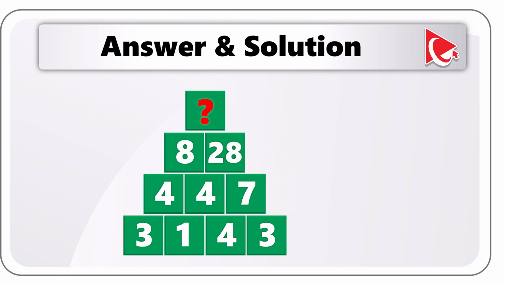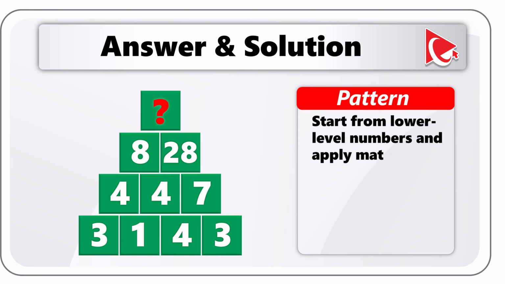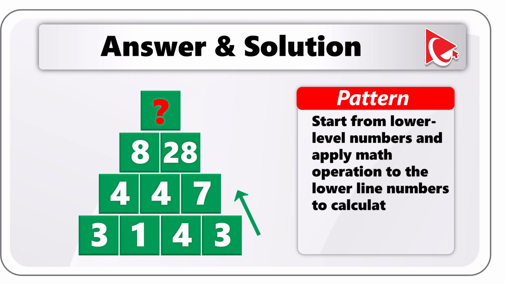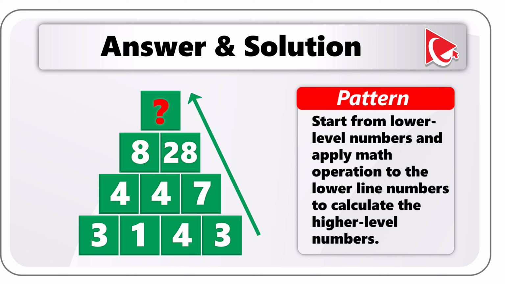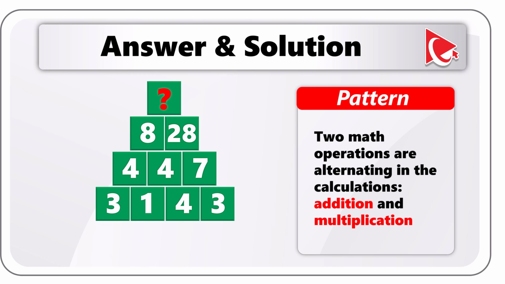But in fact, you need to start from the low-level numbers and apply math operations to the low-level numbers to calculate the higher-level numbers. To confuse you even more, there are 2 math operations alternating in the calculations, addition and multiplication. Let's look at the example so you get a better understanding.